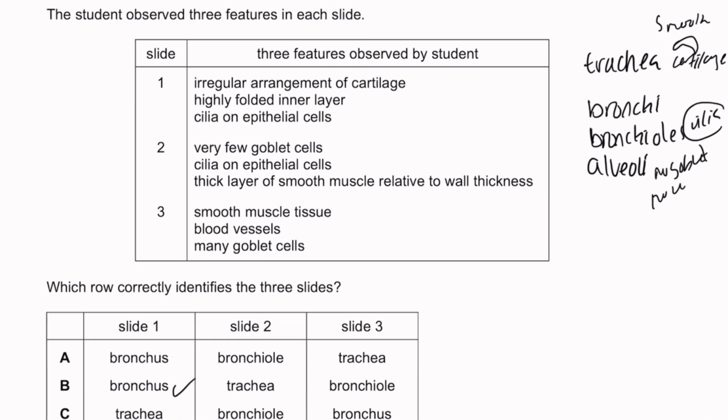Okay, and then very few goblet cells, cilia and epithelial cells, thick layer of smooth muscle relative to the thickness. So I would say this may be the beginning of the bronchiole, because obviously we don't have smooth muscle at the end of the bronchiole. We also have cilia, and very few goblet cells at the beginning. So I would say it's bronchus, bronchiole, and then lastly smooth muscle, many goblet cells, blood vessels. I would say obviously it's a trachea, so that's A.